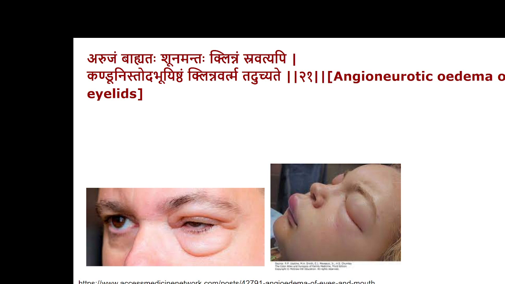Then Klinavartma is another condition mentioned by Sushruta: Arujam Bhashita Shunam Anta Klinam Sarvatyapi, Kandu Nistoda Bhuvistam Klinavartma Taduchate. Klinavartma is a condition where it is painless and there is swelling on both the inner surface as well as the outer surface. There could even be slight discharge, and mainly the symptoms are itching, nistoda, and heaviness. Now this is very common in angioneurotic edema.